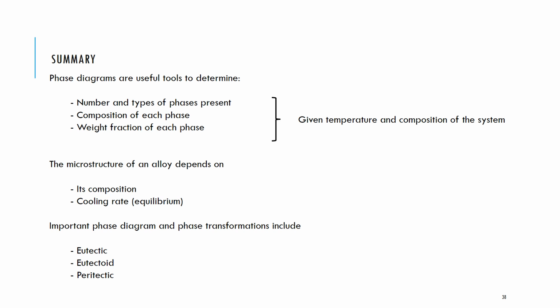Okay, so we've looked at phase diagrams. We've said that they are useful tools for determining the number and types of phases that are present, the composition of each phase and the weight fraction of each phase. We've said that the microstructure of an alloy depends on its composition and the cooling rates, and we've only looked at equilibrium examples so far. And we've looked at some important phase transformations such as the eutectic, eutectoid and peritectic.